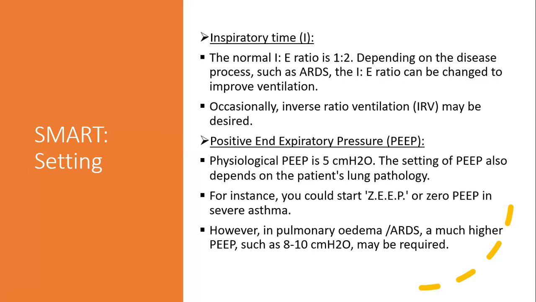Physiological PEEP is about 5 centimeters of water. Only in an asthmatic patient, maybe we can allow 3 centimeters of water to also prevent air trapping and auto PEEP. But most of the time, for normal lung pathology, we start with a physiological PEEP of 5. Even in asthma, some people have asked why give PEEP, because they already have auto PEEP. But we can give 2 to 3 of PEEP.